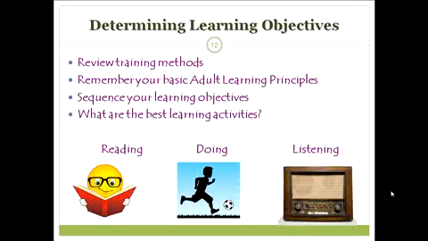So as you are determining your learning objectives, what you need to do is review the methods and write your objectives in accordance with these methods. Obviously, remember your basic adult learning principles and those 12 principles that Bella talked about in the past session. Sequence your learning objectives in terms of how they will be done and how soon, what levels of learning they will be at, and what is the best learning activity.